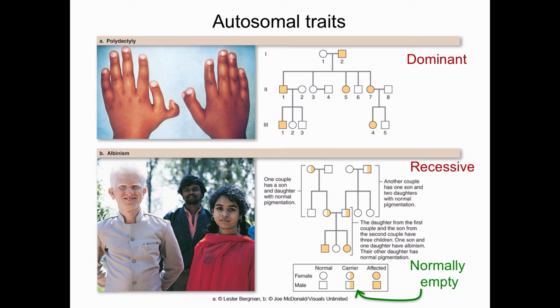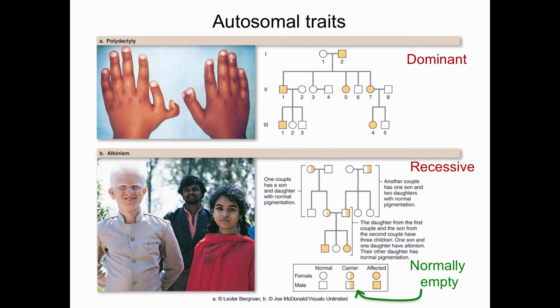Sometimes we do see cases of autosomal dominant genetic disorders that are produced by a new mutation, right? It just shows up, for example, in a generation. But that's sort of outside of this discussion right now.